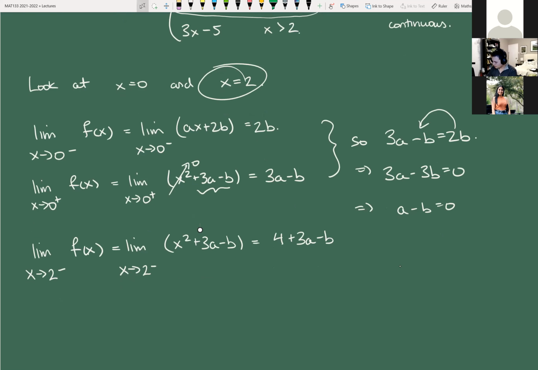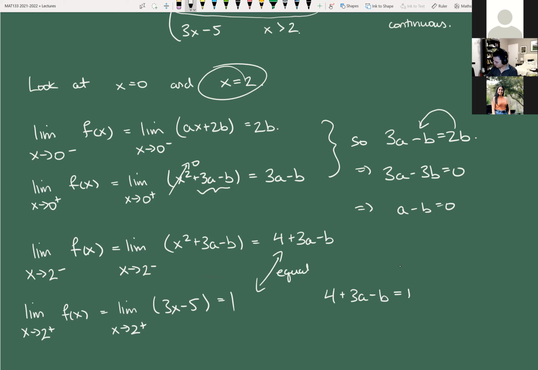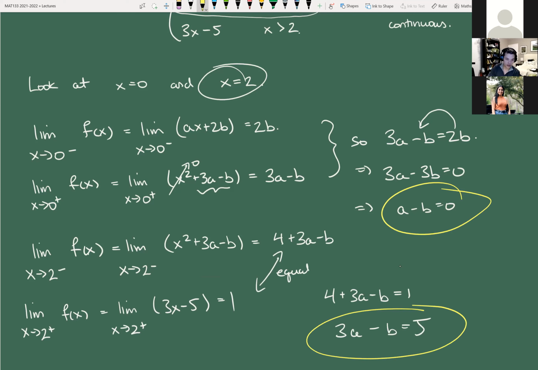Okay, and so now the limit as x approaches 2 from the right, f of x, we use the last row, right? So 3x minus 5, and that is what, 1? So we get that 4 plus 3a minus b has to be equal to 1, because again, these two things have to be equal. And so we get 3a minus b is equal to 5. Well, that's two equations and two unknowns. Wait, did I screw something up there? Oh, yeah, you're right. I can't add. Thank you, everyone.